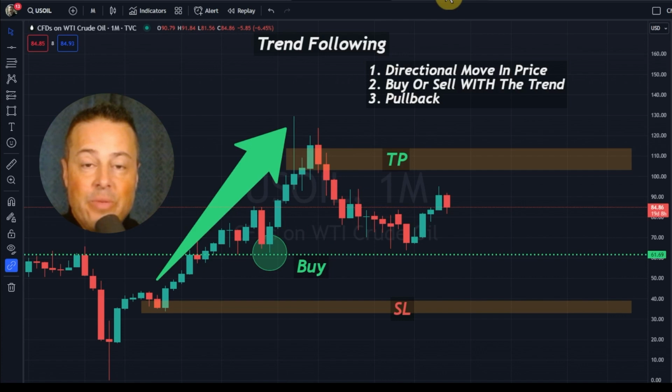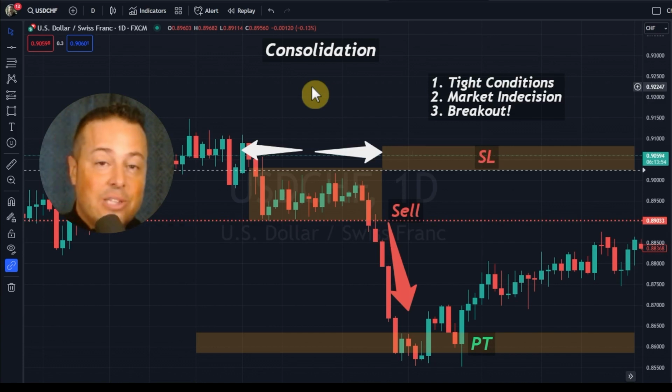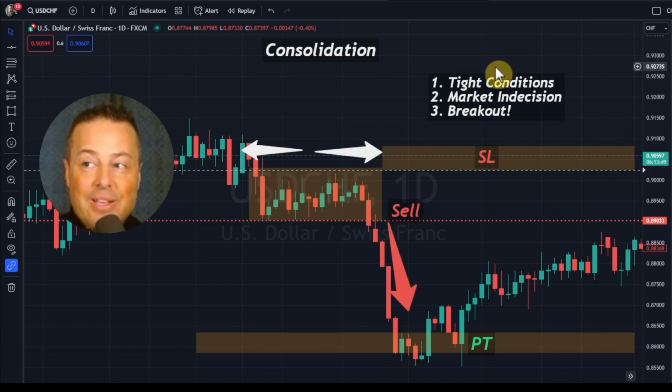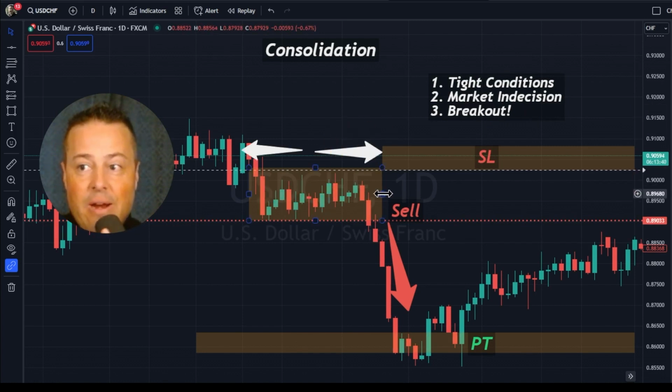risk versus reward ratio. The second way, the second price action strategy is from a consolidation market, and this is a breakout trading strategy. A lot of traders love trading breakouts. Personally, I do too. You can see right here, what is it? Tight conditions, signals market indecision, and now we're looking to get in on the new trend before it begins. So right here, we've identified our area of consolidation. We've practiced. We've gotten good at that.